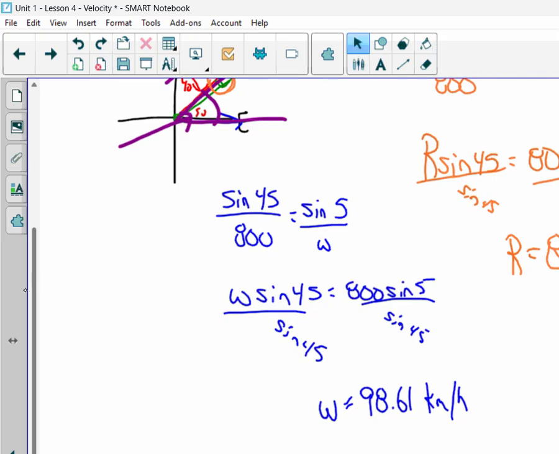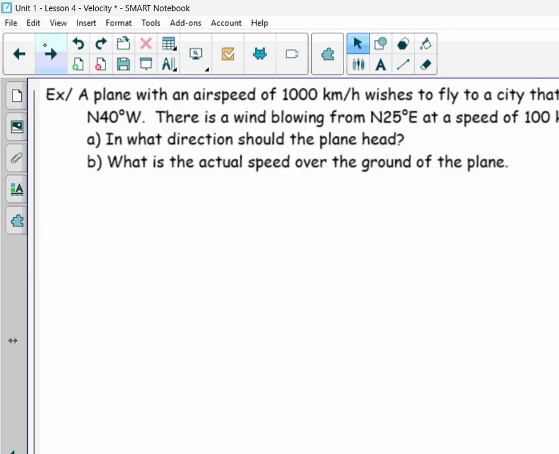Just take a little bit of practice. We're going to try one more. See if you can draw the picture. The picture is always the hard part. The trig comes down to one of our 3 things, either SOHCAHTOA, sine law, or cosine law.